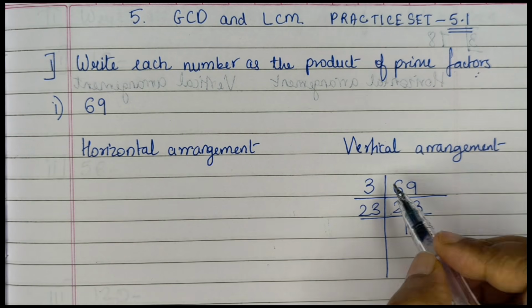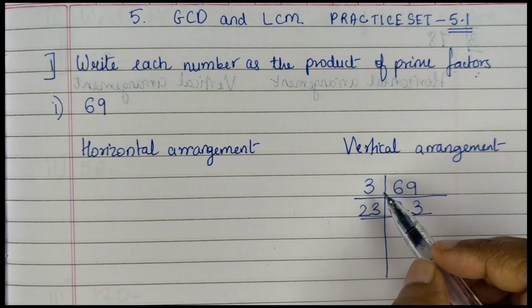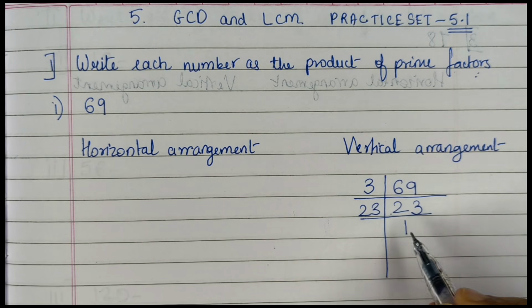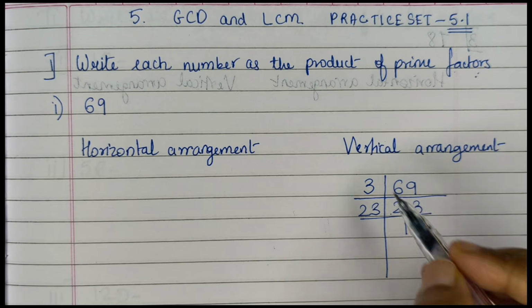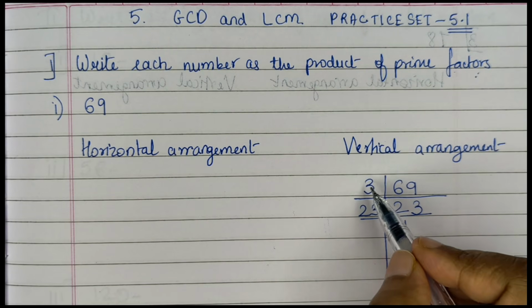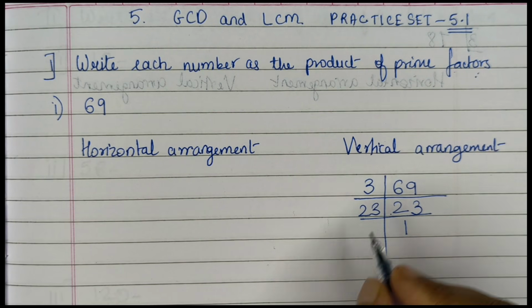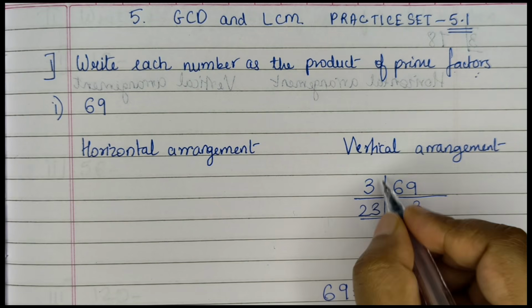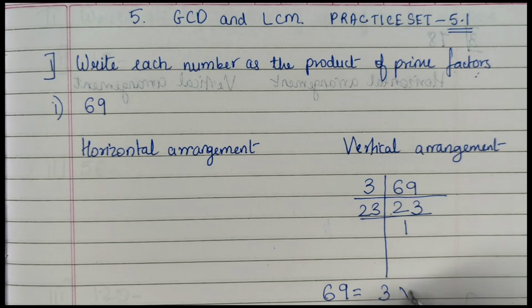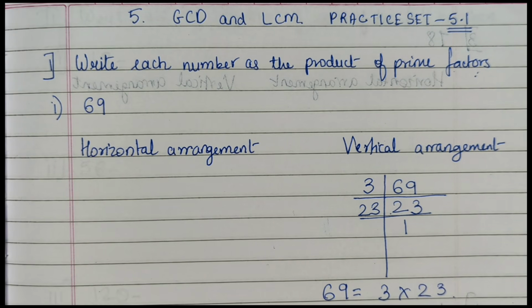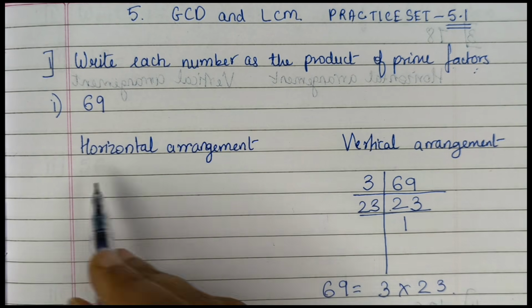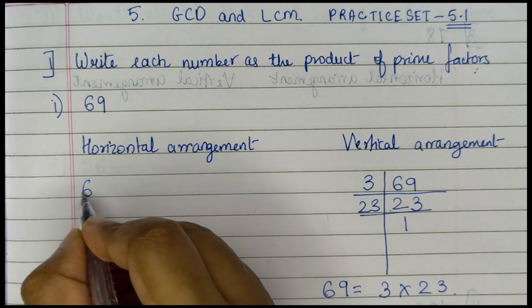So what are the factors? I told you in the example when I was explaining, these are the factors: 3, 23, 1 and 69. But over here, we are only going to write 3 and 23. So the factors of 69 are only 3 and 23. Understood? So 3 and 23 are the factors of 69. The same way, now the horizontal arrangement, write 69 as it is.